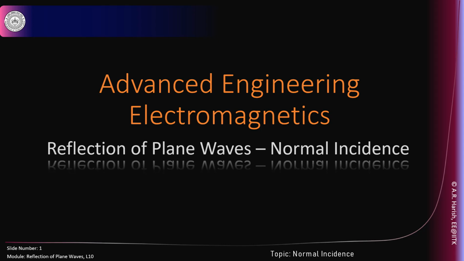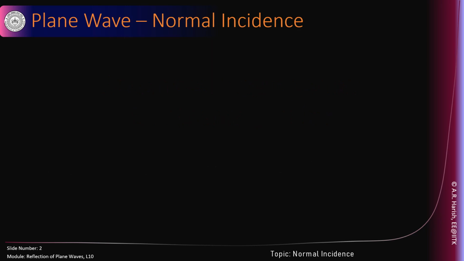Now we have reached a stage where we can talk about how plane waves interact with different interfaces. Suppose a wave is incident normally onto an interface, what happens at the interface? That's the first question that we are going to answer today. So we talk about plane wave and normal incidence.